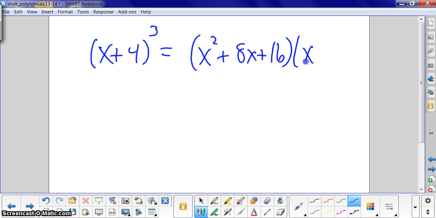And I have to multiply that by x plus 4. You go ahead and FOIL that out if you want. You take your time doing that. I am going to take my time doing the pattern.